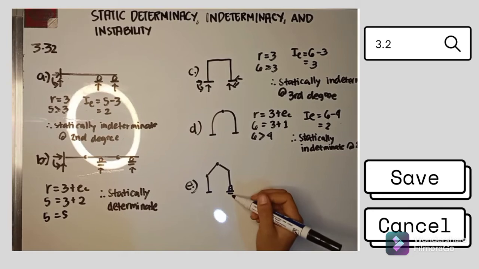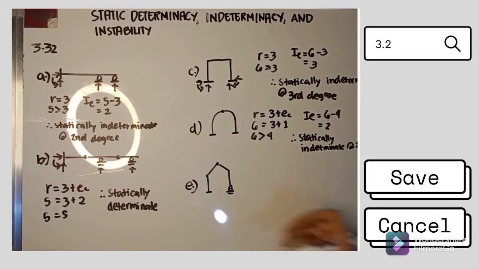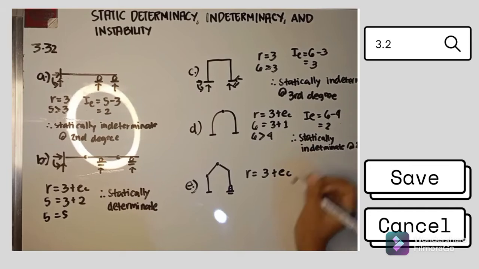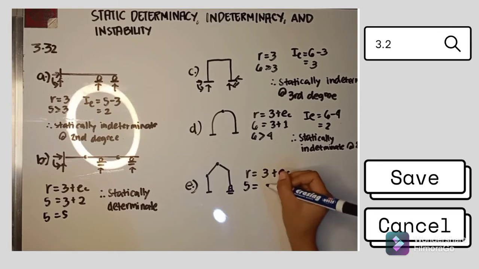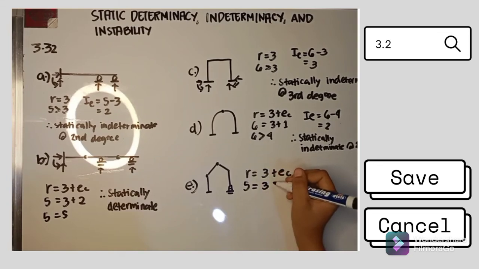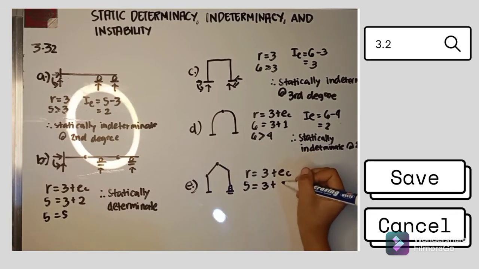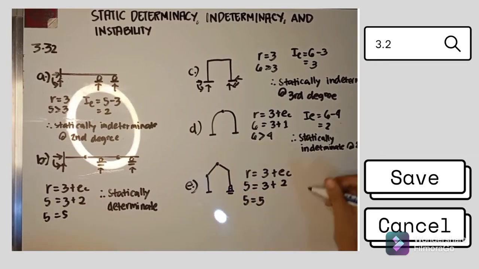And lastly, for our 3.32, letter E, we have a gabled frame that is fixed on this side and is supported by a hinge on this side, and it also has 2 internal hinges. So for that, R is equal to 3 plus EC. We have 1, 2, 3, 4, 5 external reactions, equal to 3 plus the number of hinges, which is 2. So 5 is equal to 5. Therefore, this frame is statically determinate.